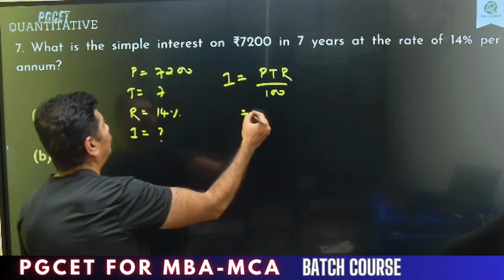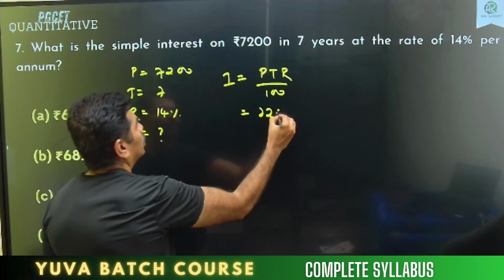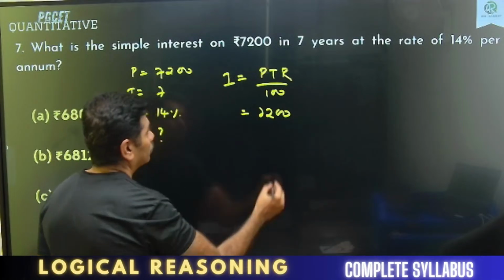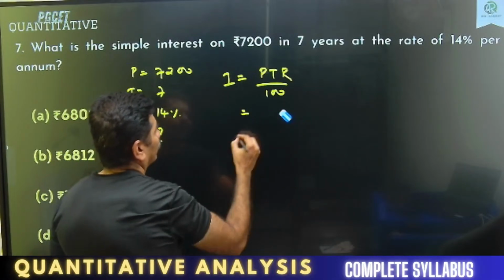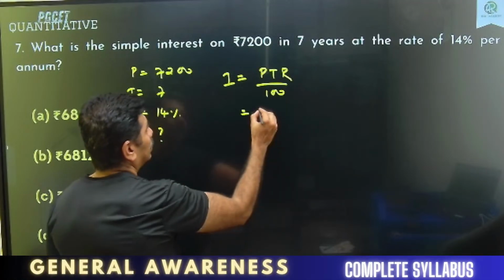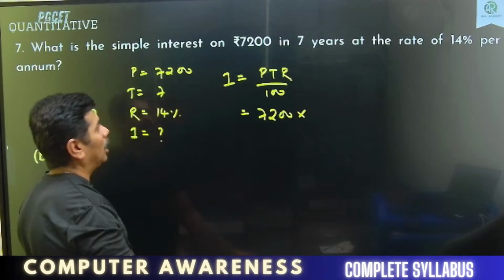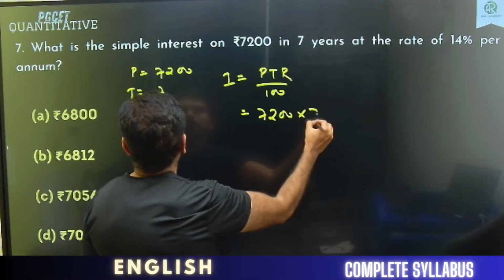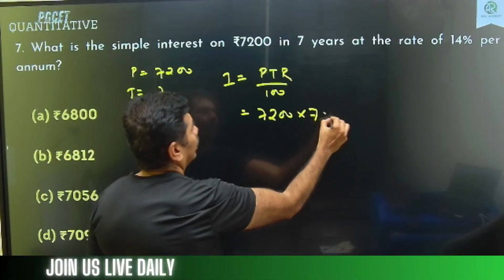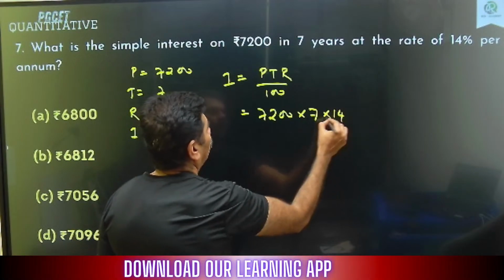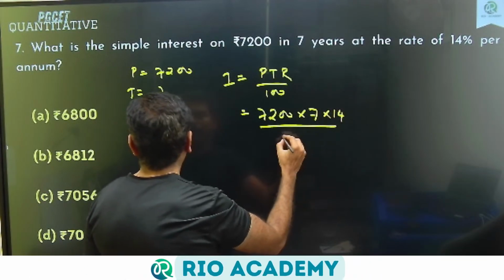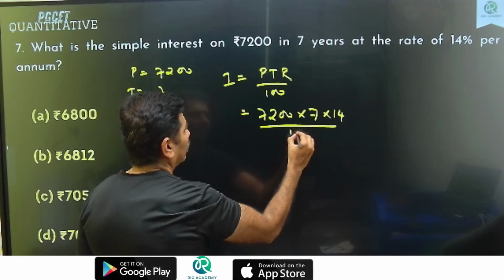Now take down the values. P is 7,200 times time is 7 years into rate of interest is 14 divided by 100.